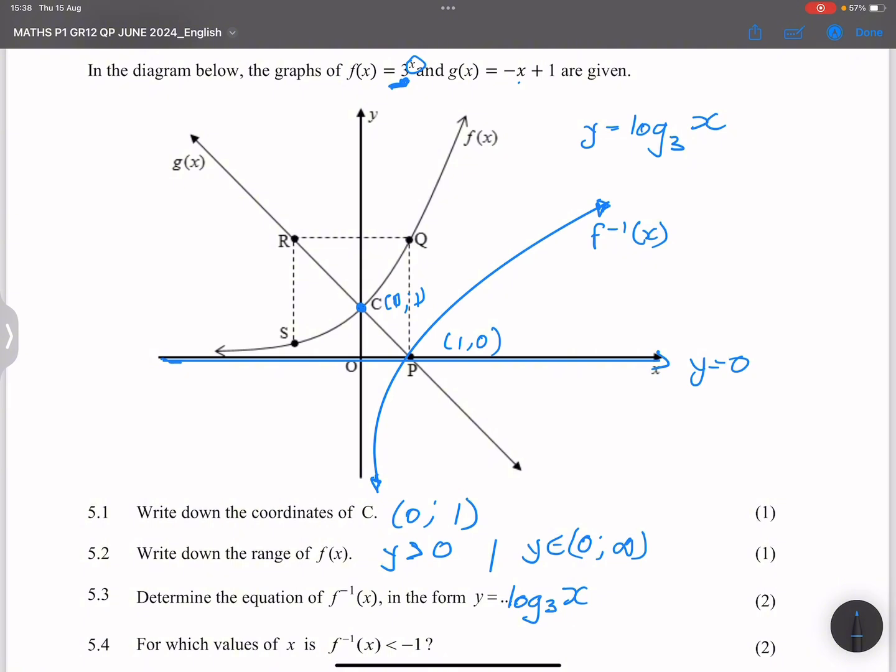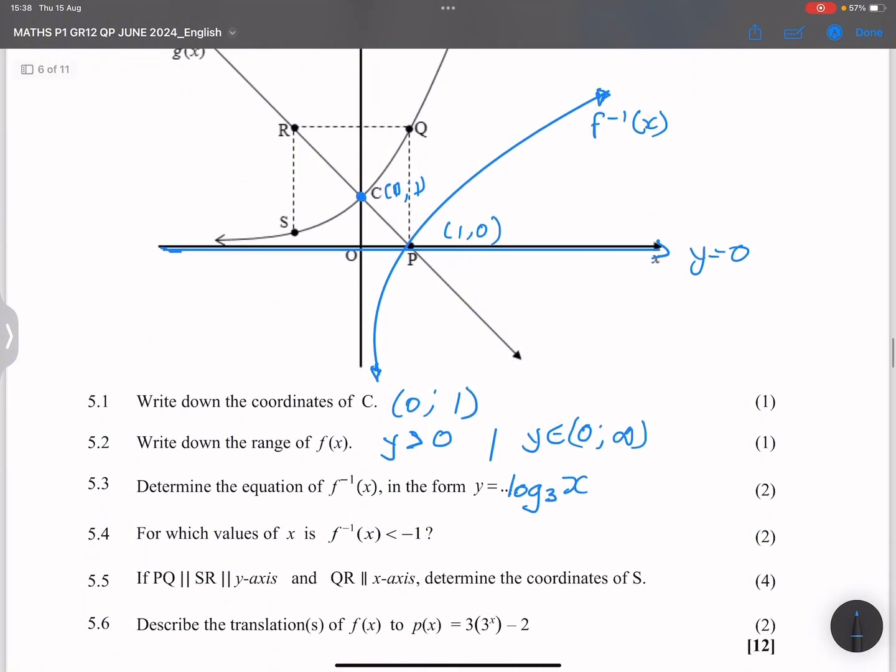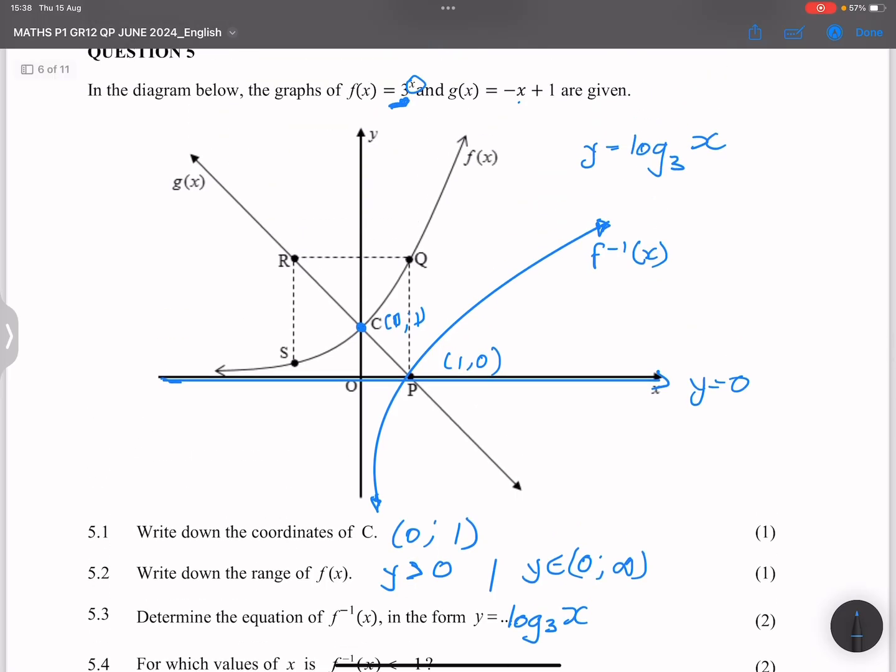Now I want you to note in this case, we are looking for where the log graph is less than -1. So let's do this. Where is it equal to -1? If you look at it, there are two ways in which we can look at it, but I'm just going to choose one for the sake of time.